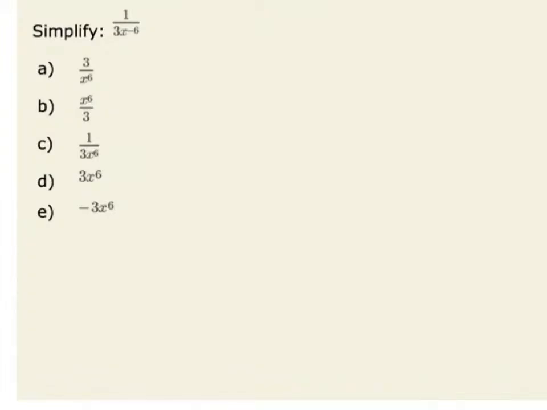In this problem, we are asked to simplify 1 over 3 times x to the negative 6. We will recognize that this is equivalent to 1/3 times 1 over x to the negative 6. This means that we are going to have to figure out how to rewrite 1 over x to the negative 6. This is because we normally don't want negative exponents in our answer.